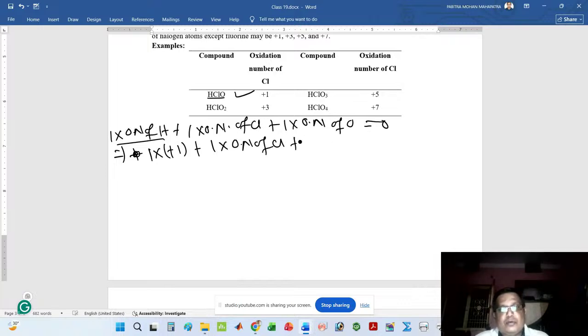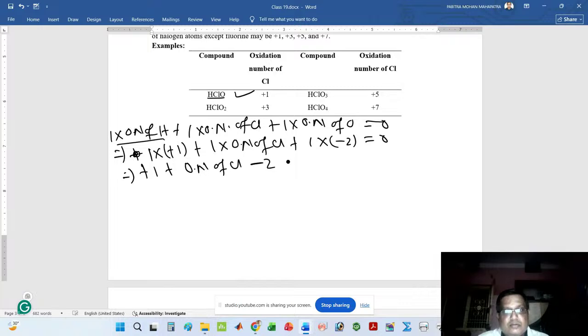Here I can write plus 1 into oxidation number of oxygen, generally minus 2, is equal to 0. Here I can write plus 1 plus oxidation number of chlorine, plus minus 2, is equal to 0. That means the oxidation number of chlorine is how much? That is plus 2 minus 1, that is plus 1. That means in HClO the oxidation number of chlorine is plus 1. Like that you can also think about the oxidation number of chlorine in HClO3. That must be plus 5. Let me explain. Look at that.